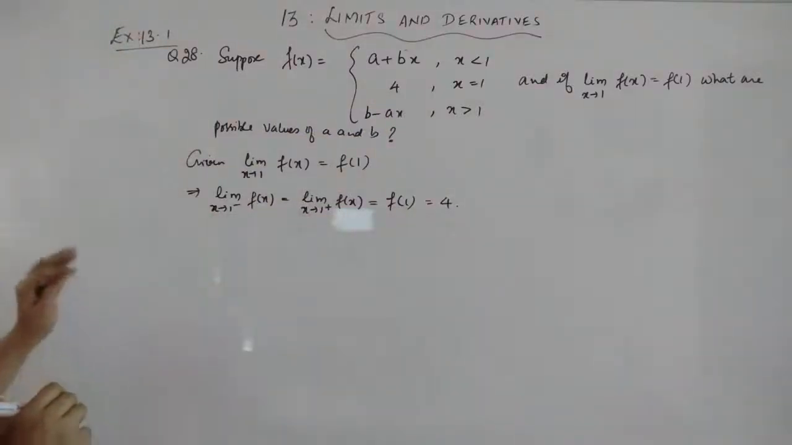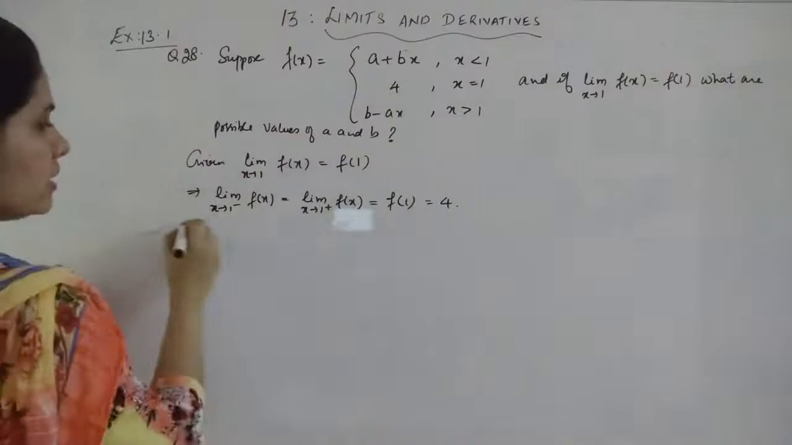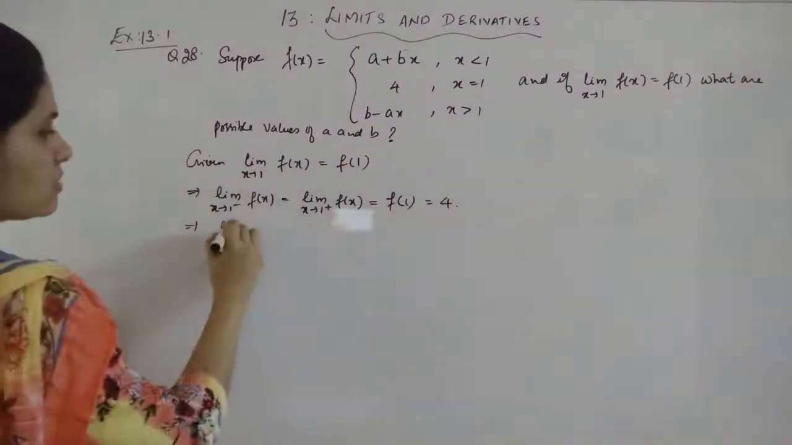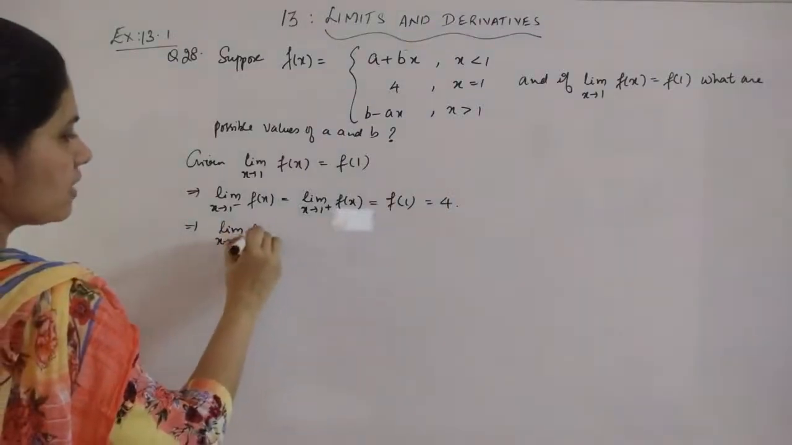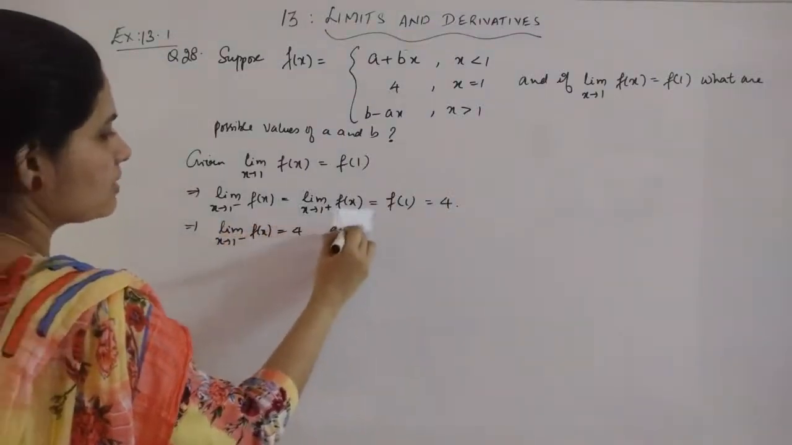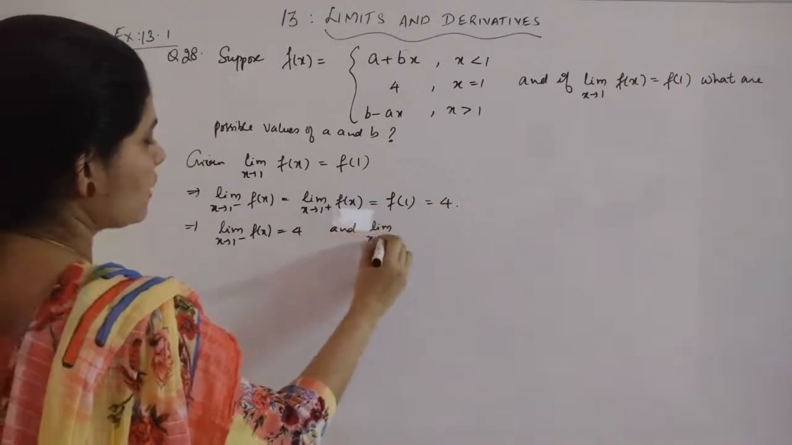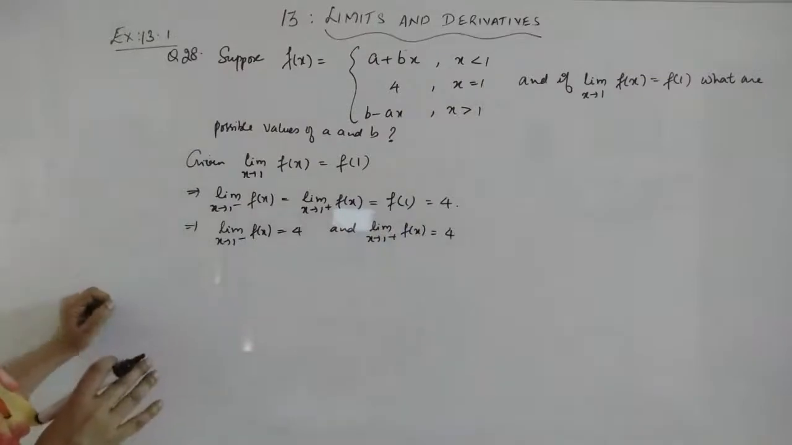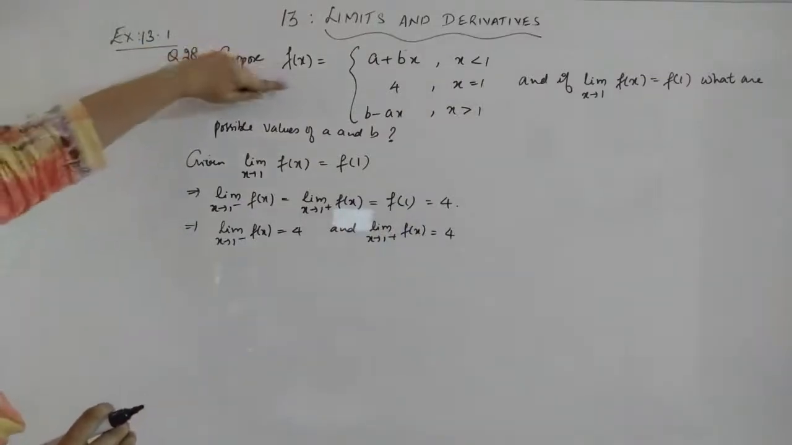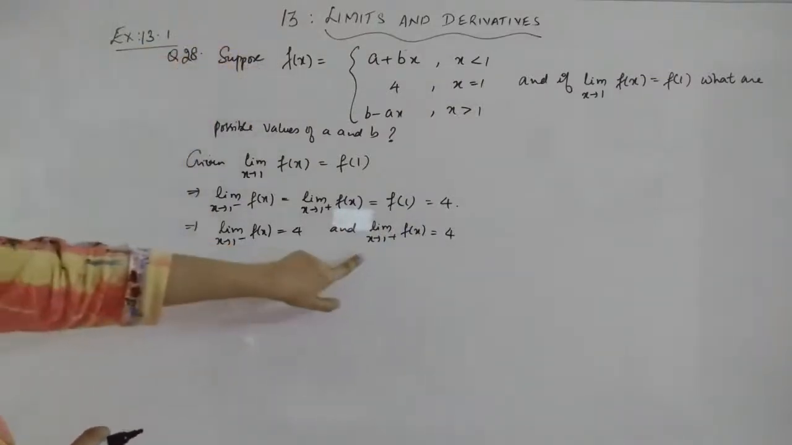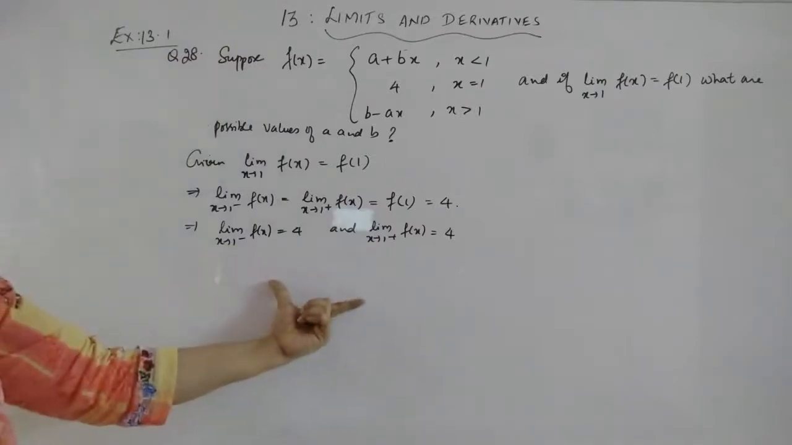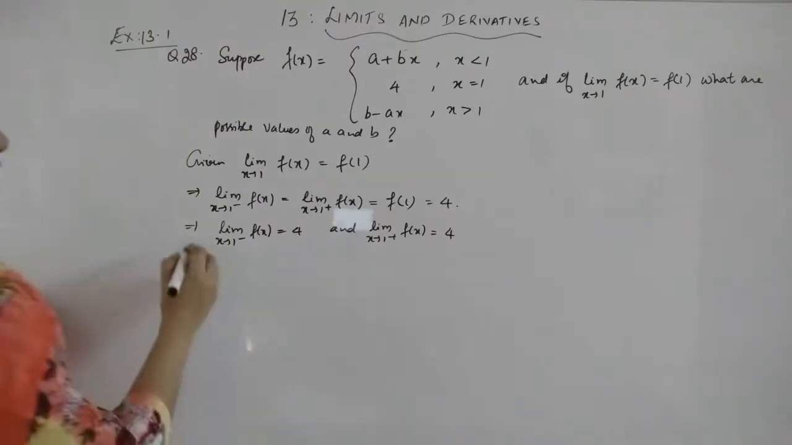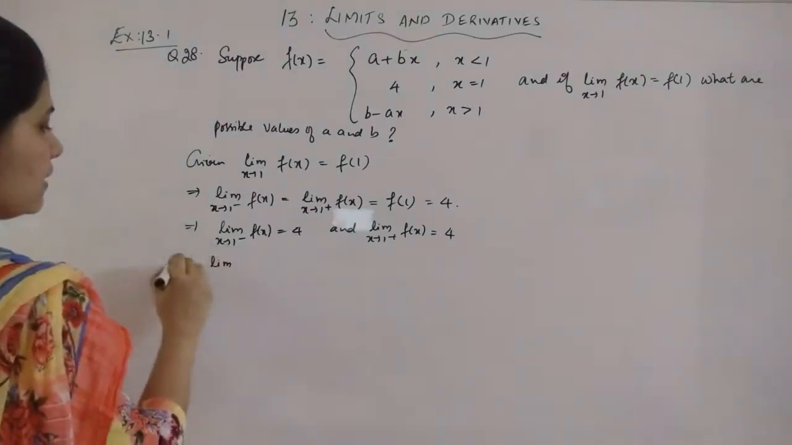This much we have. Now from this you will get two equations actually, that is left hand limit is equal to 4 and right hand limit equal to 4. So limit x tends to 1 minus f of x is equal to 4 and limit x tends to 1 plus f of x is also equal to 4. Now our purpose is to get the value of a and b, means we will just find out what is the left hand limit and right hand limit, and you will get two equations in two unknowns, that is a and b. Solving them you will get the values of a and b. Okay, so starting with the first one, that is left hand limit.